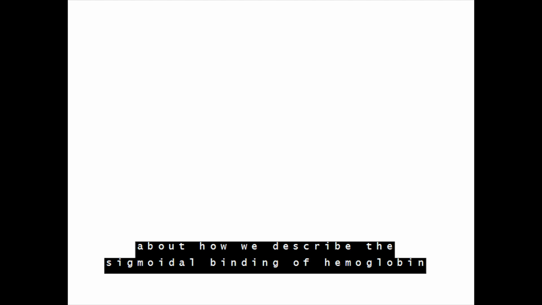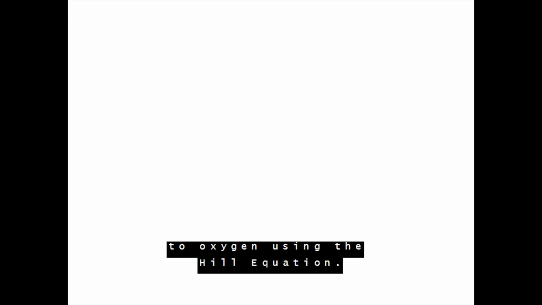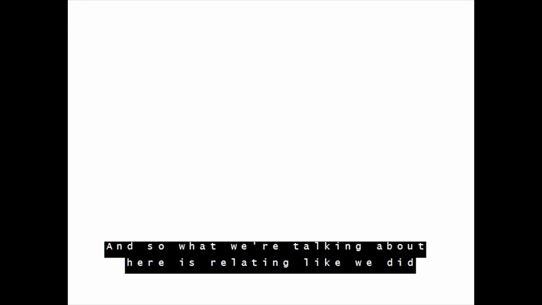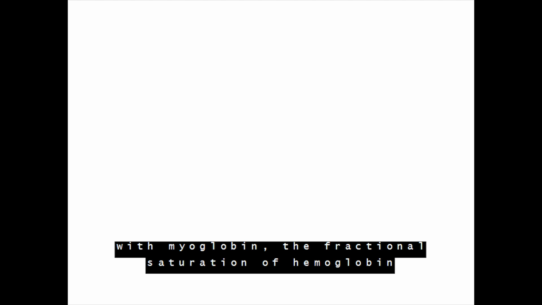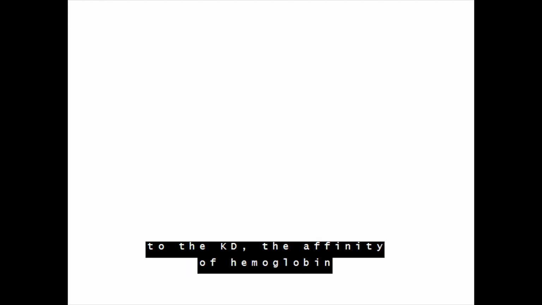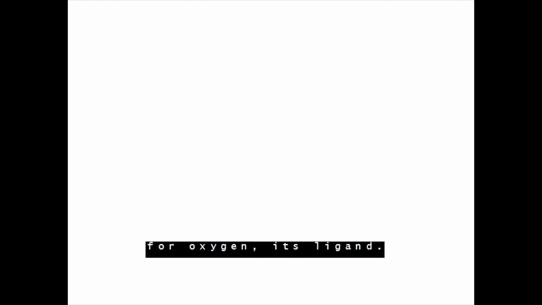Okay, in this lecture video, we're going to talk about how we describe the sigmoidal binding of hemoglobin to oxygen using the Hill equation. And so what we're talking about here is relating, like we did with myoglobin, the fractional saturation of hemoglobin to the KD, the affinity of hemoglobin for oxygen, its ligand.